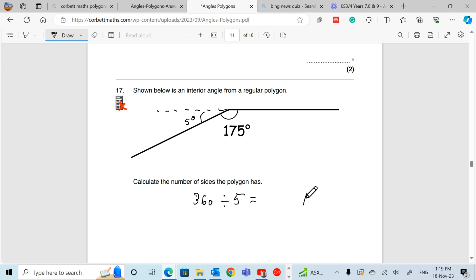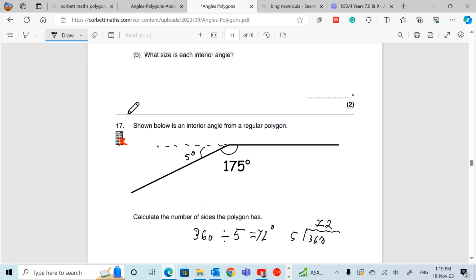Well, you can use your bus stop calculation. 360 divided by 5, because it's a non-calculator question. 5s into 36 goes 7, remainder 1, and 5s into 10 goes 2. So it is equal to 72 degrees, and that's the answer.